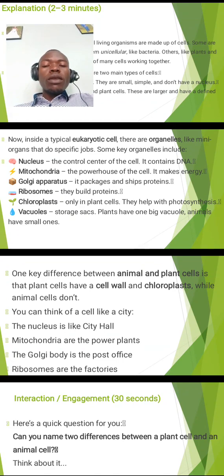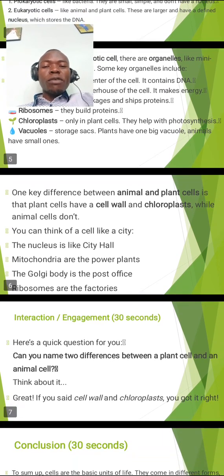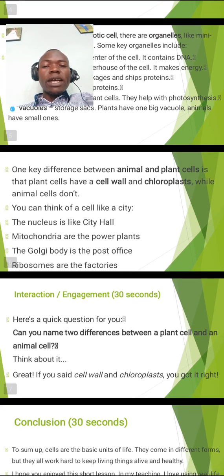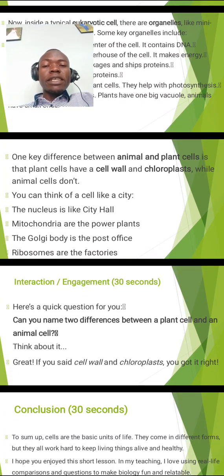So the key differences between animal and plant cells is that plant cells are regular, while animal cells are irregular. The plant cells also have a cell wall, while the animal cells don't. The plant cells have chloroplasts, while the animal cells don't. Okay, so you can look at some of my slides. You can think of a cell as a city and the nucleus as the city hall.